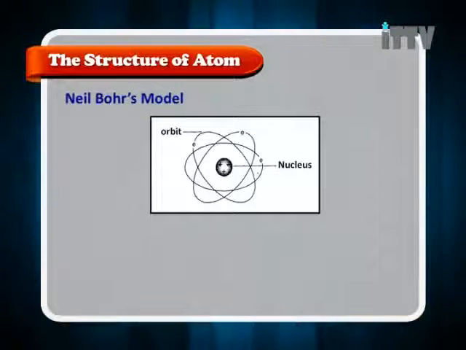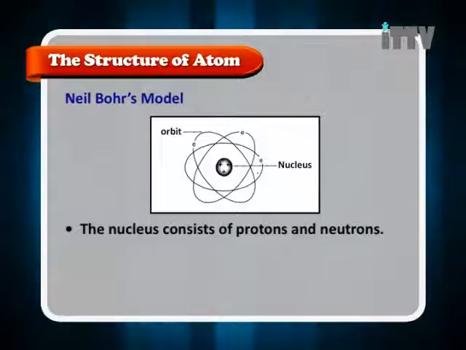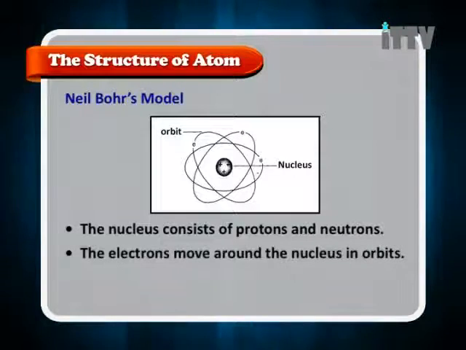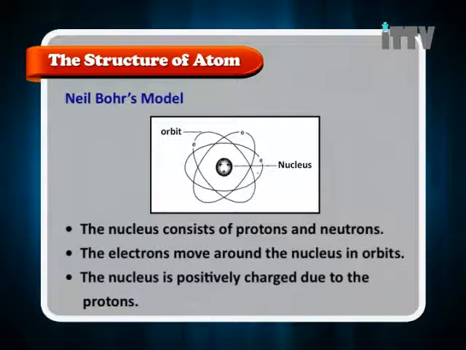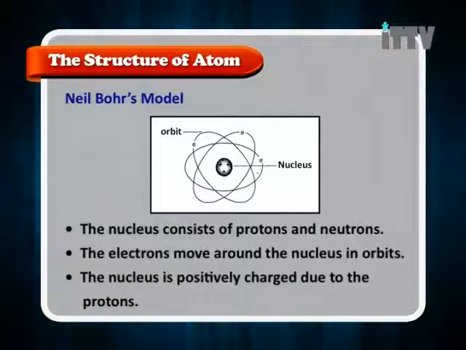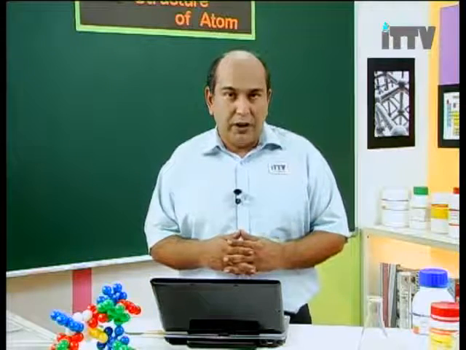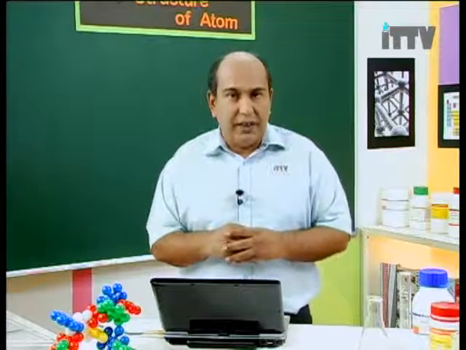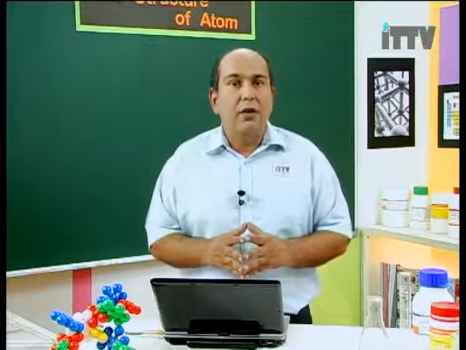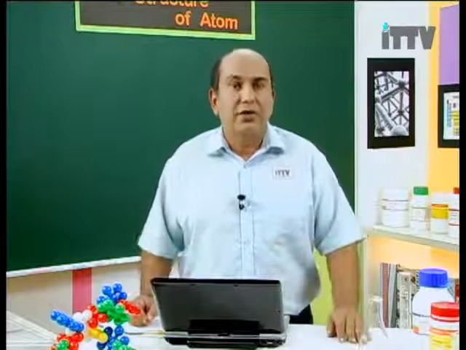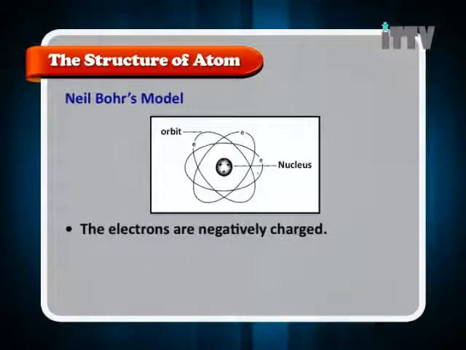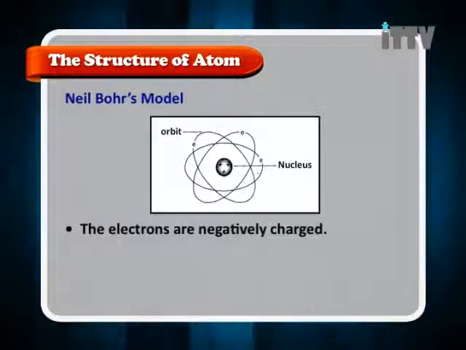Niels Bohr's model. The nucleus consists of protons and neutrons. The electrons move around the nucleus in orbits. The nucleus is positively charged due to the protons. And this is our modern day atomic model. A positively charged nucleus which contains protons and neutrons, and around it orbits in which electrons whiz around. The electrons are negatively charged.